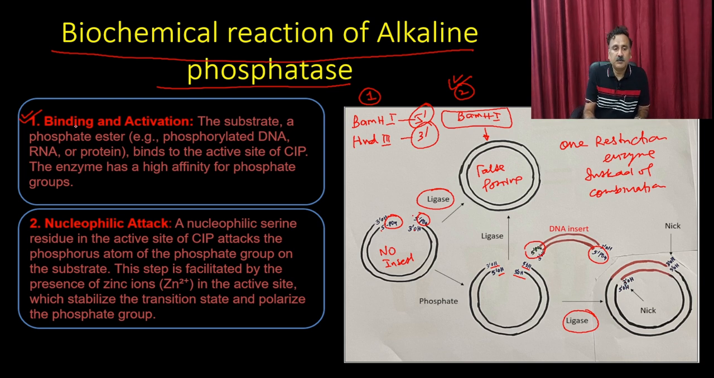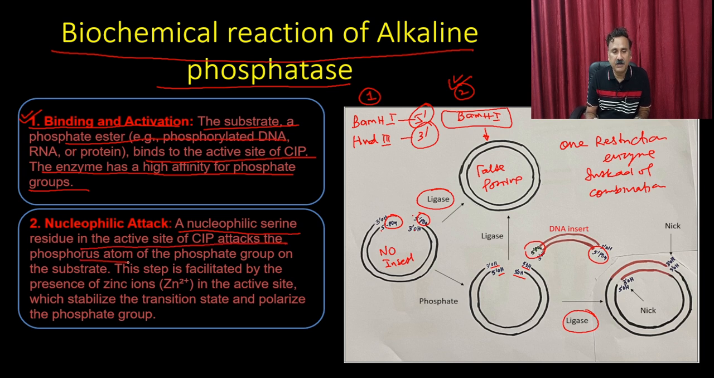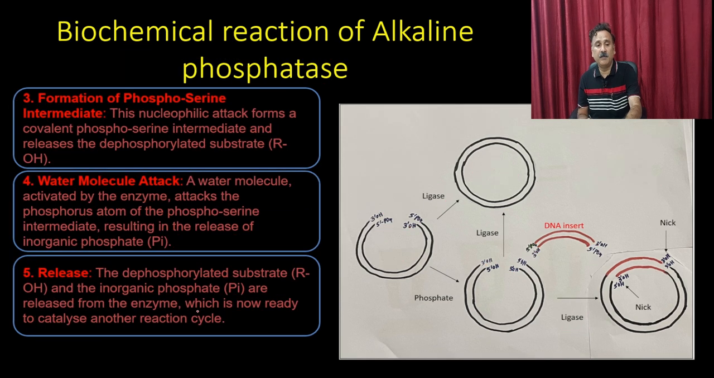So, what you are going to do is you are going to have the binding and activation. The substrate, a phosphate ester which is DNA, binds to the active site of the SIP. The enzyme has a high affinity for the phosphate group. A nucleophilic serine residue in the active site of SIP attacks the phosphate atom of the phosphate group onto the substrate. This step is facilitated by the presence of zinc in the active site, which stabilizes the transition state and polarizes the active phosphate group.